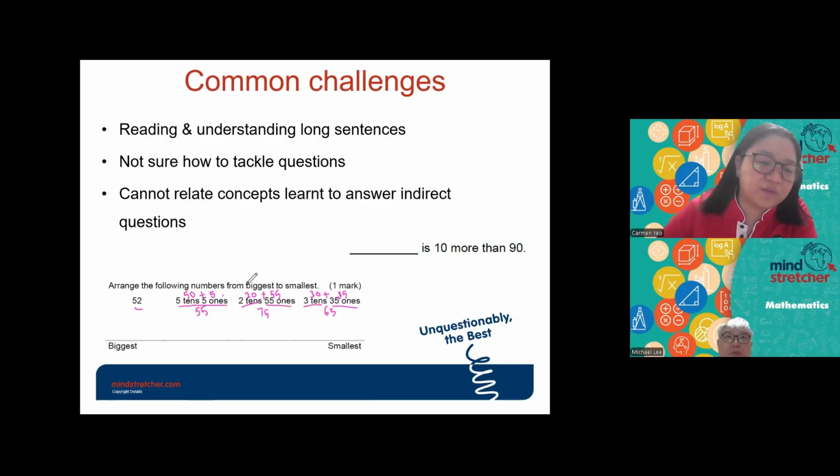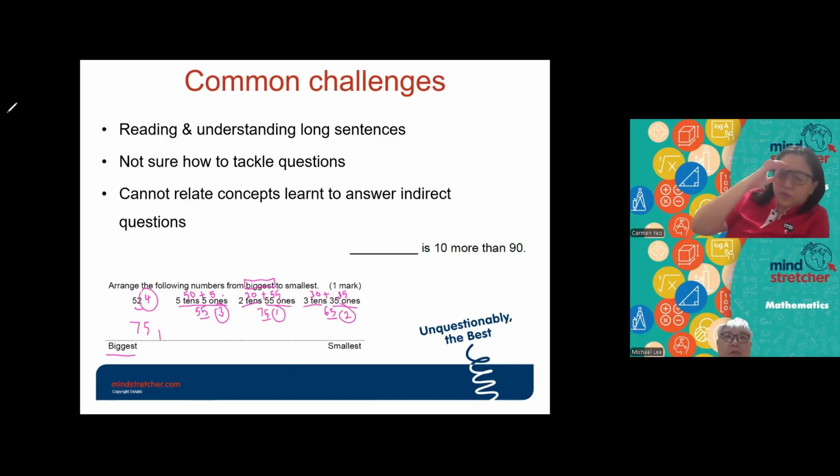Now we compare 52, 55, 75, 65. Arrange from biggest to smallest. Okay, I always ask students to annotate. Okay, start from biggest. So which is the largest? We compare 52, 55, 75, 65. So we will discuss as a class which is larger. Then some student will answer 75. Yes. Okay, 75. So number one, 75. Then which is the next largest? Number two, number three, number four. Okay, this is how we will do annotation.